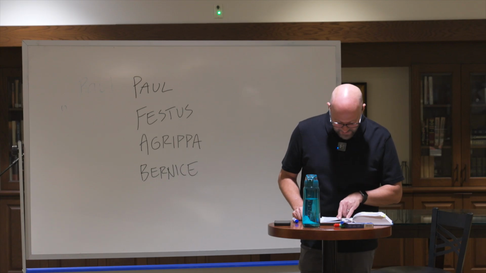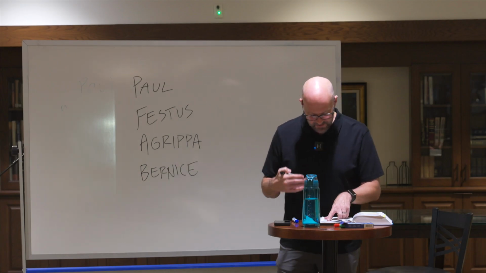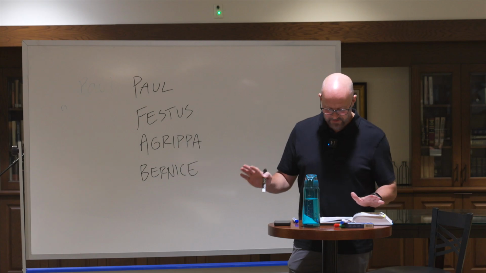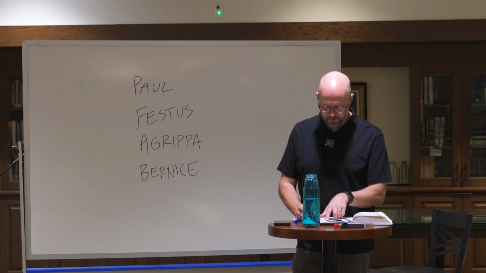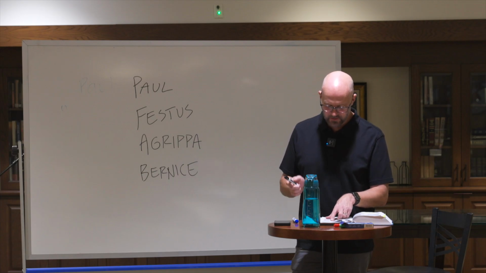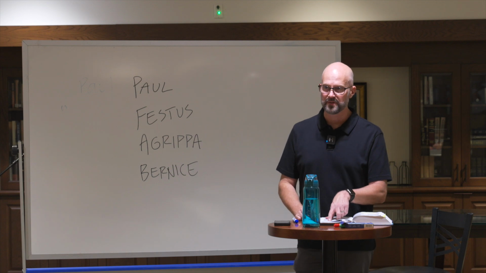Verse 25, "I found he had done nothing deserving of death, but because he made his appeal to the emperor, I decided to send him to Rome. But I have nothing definite to write to his majesty about him. Therefore I have brought him before all of you, and especially before you, King Agrippa, so that as a result of this investigation I may have something to write. For I think it is unreasonable to send a prisoner on to Rome without specifying the charges against him."